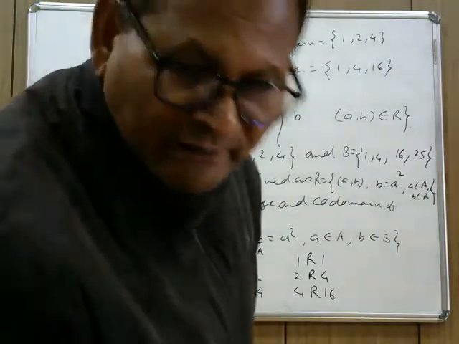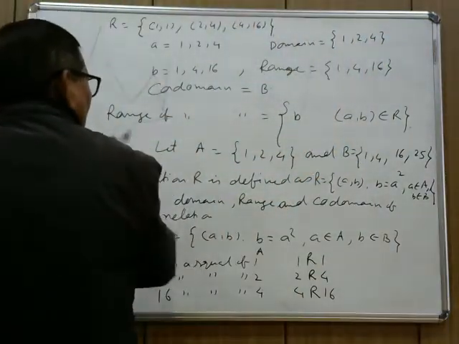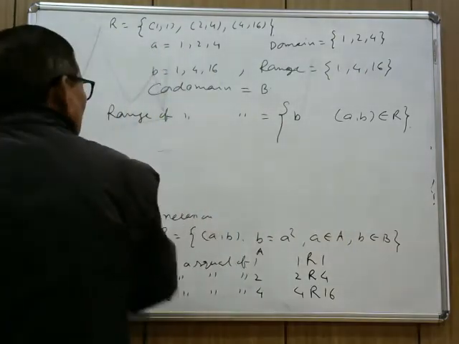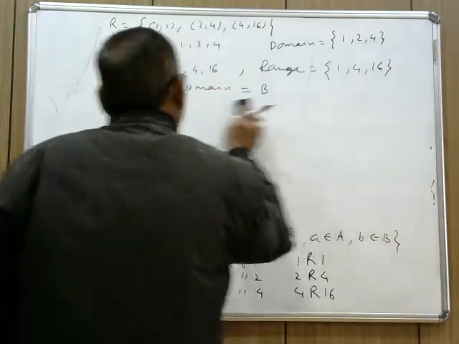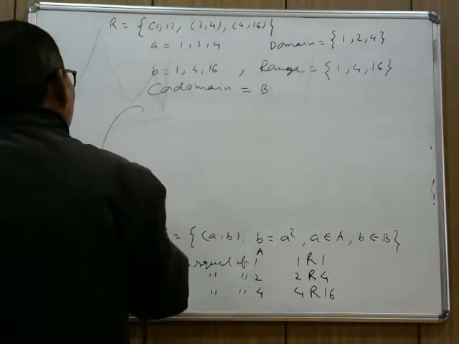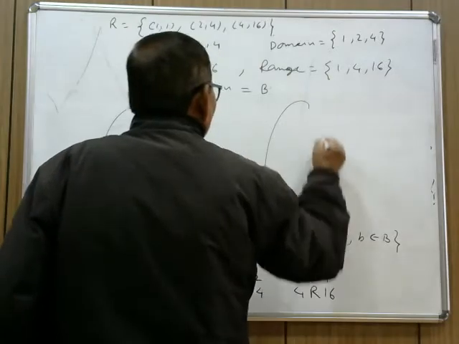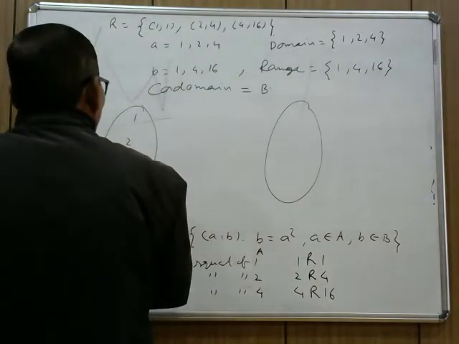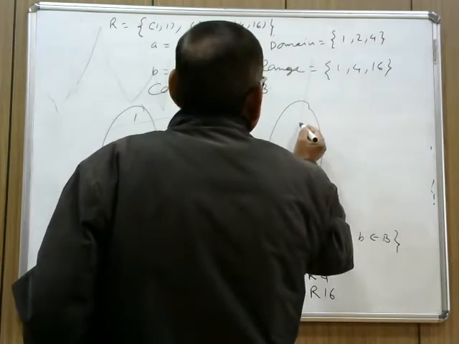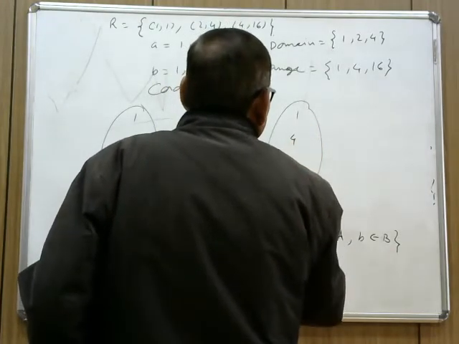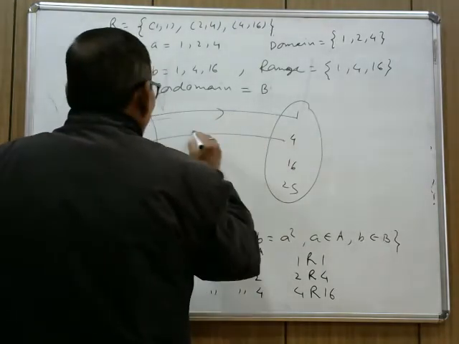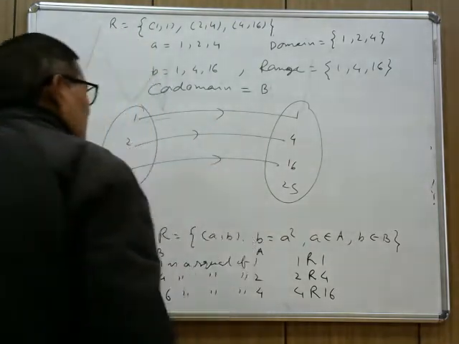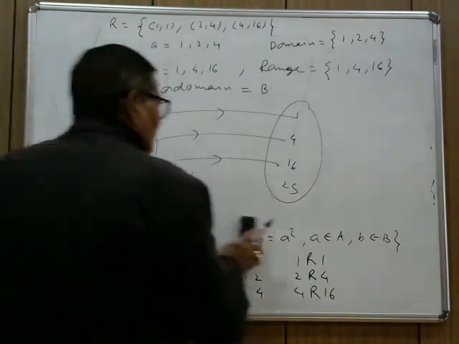You remember this. Now the pictorial diagram. You can draw the pictorial diagram, the arrow diagram, the visual representation for this. How can you make that if the question is asked? First of all, you make set A, then set B. Here 1, 2, 4 and here 1, 4, 16 and 25. 1 is related to 1, 2 is related to 4, 4 is related to 16. That's it. This is the pictorial representation for this relation.